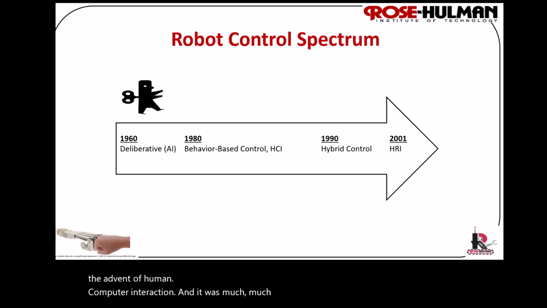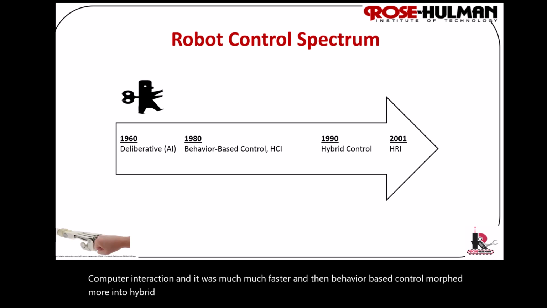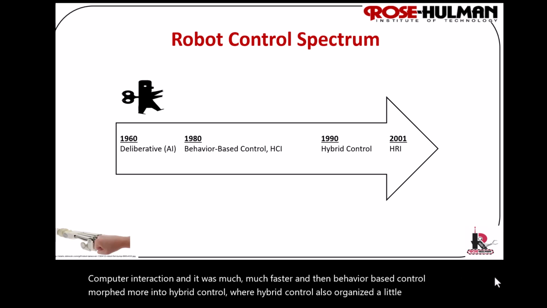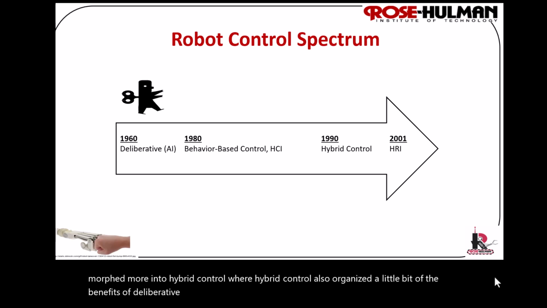And then behavior-based control morphed more into hybrid control, where hybrid control also organized a little bit of the benefits of deliberative control with some of reactive control, that fast response from the 80s. And then in 2001 was the creation of human-robot interaction.